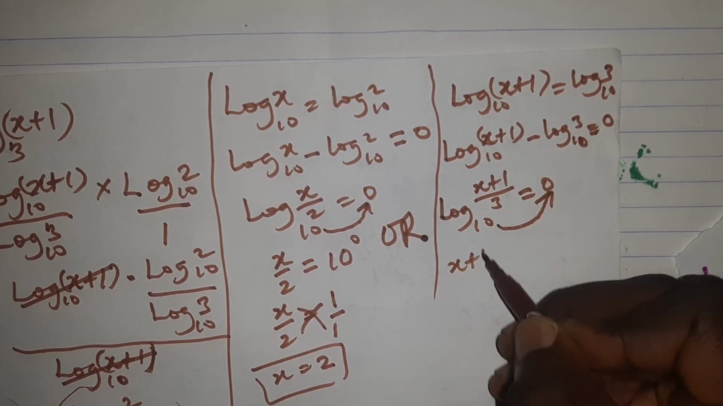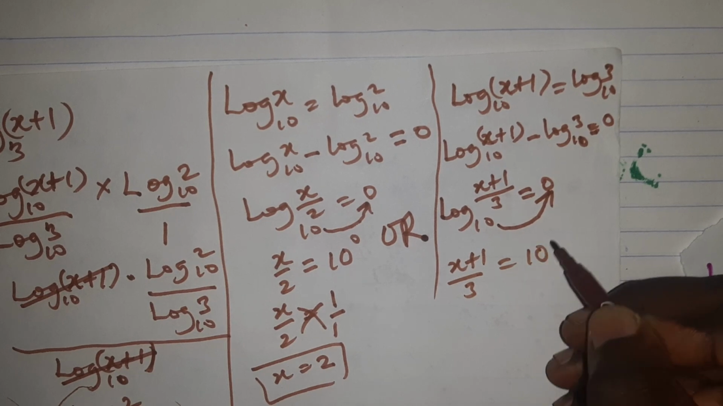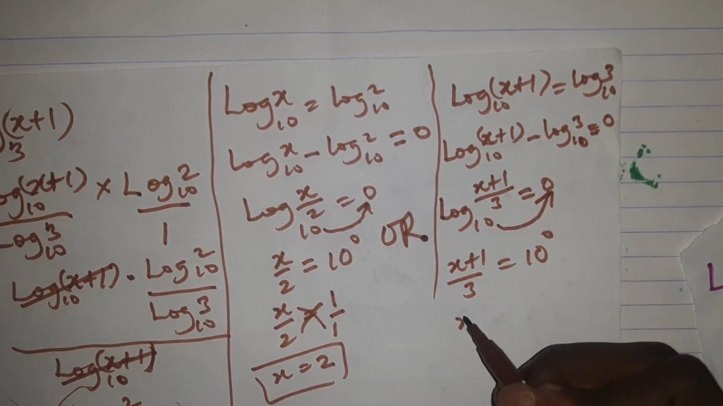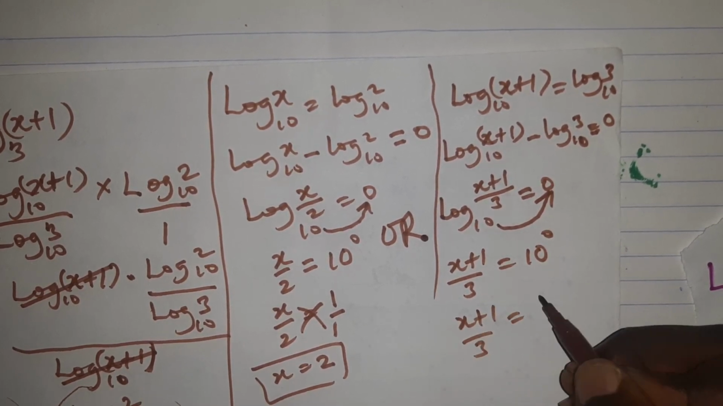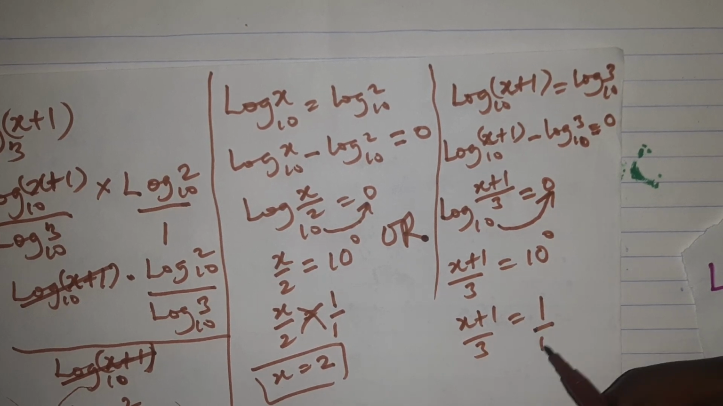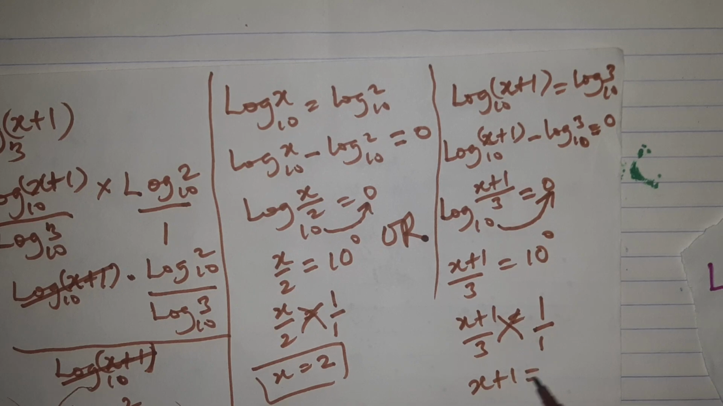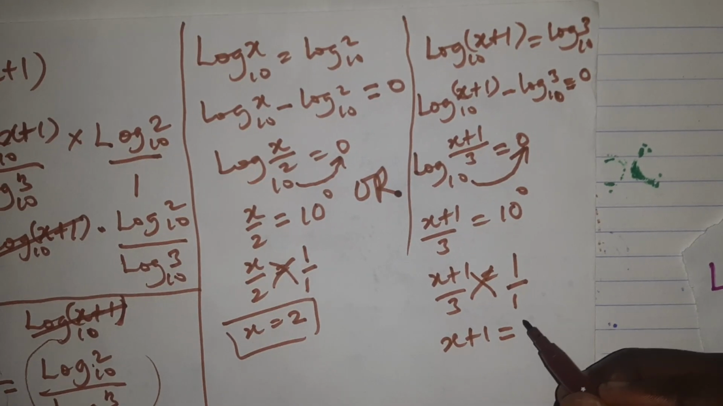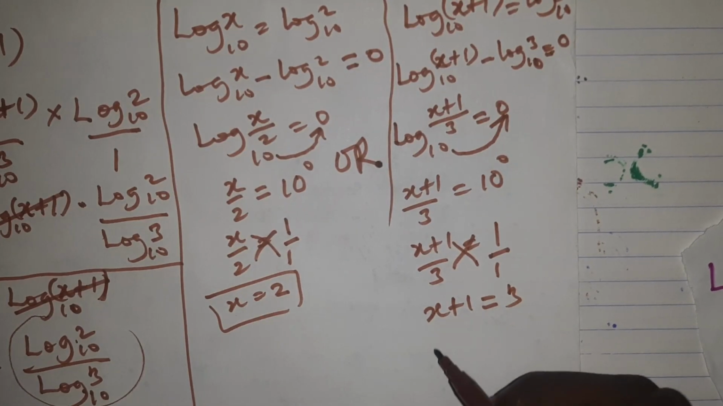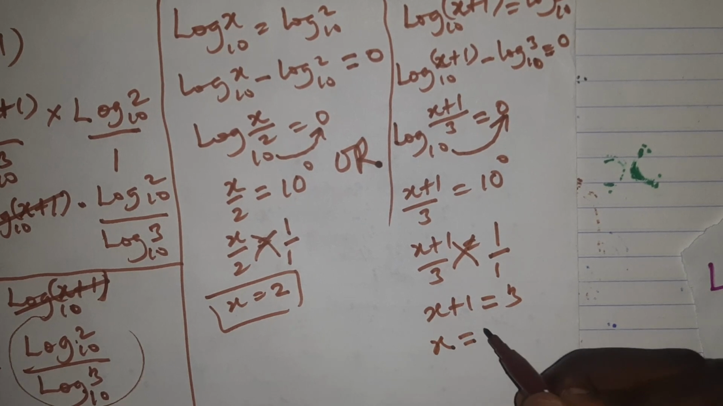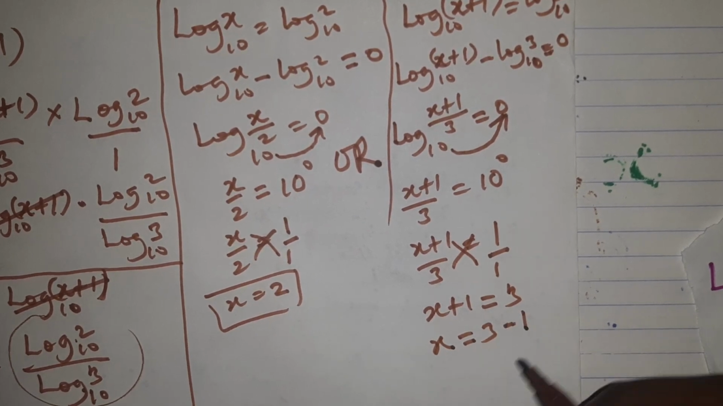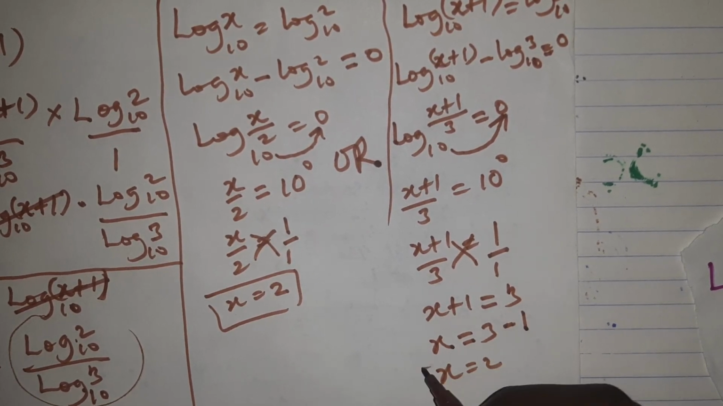So x plus 1 over 3 must give me 10 raised to the power 0, and then x plus 1 over 3 must give me 1. Then I can put this 1 over 1 and cross multiply. x plus 1 times 1 still gives me x plus 1 equals 3 times 1 gives me 3. Then collecting like terms, I have x equals 3, and 1 becomes minus 1. And I have x equals 2 also.